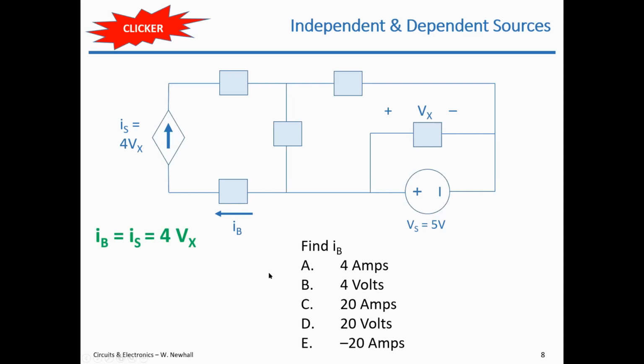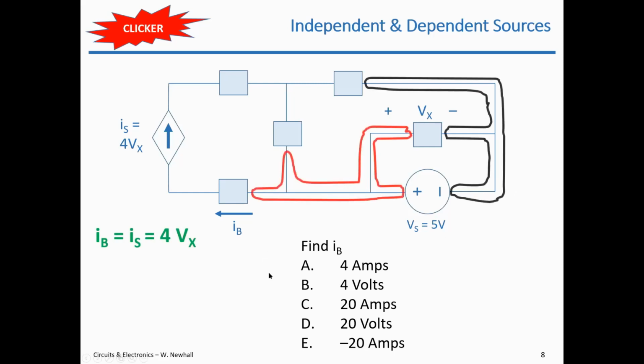I said IB equals 4Vx. Vx is the voltage between this red node and the black node, and that's 5 volts. And so IS is 4 times that. So IS is 20 amps, and that's IB. Okay? Any questions on that?